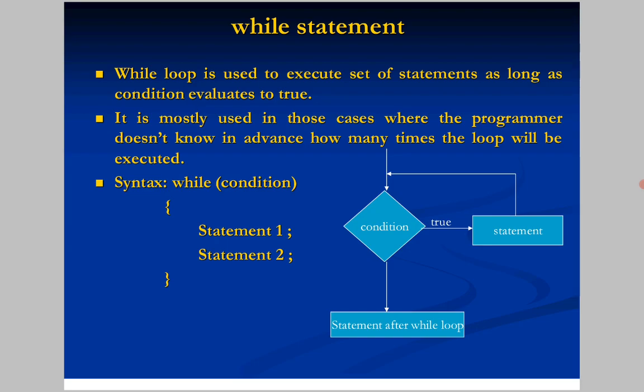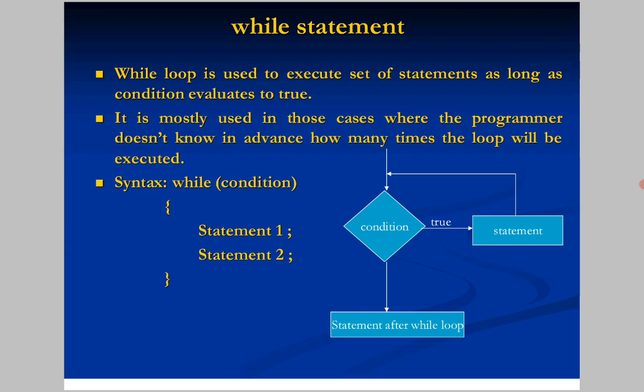First of all, the given condition is to be tested. If the given condition is true, then the statements, statement 1, statement 2, statement 3, are executed. Else, if the given condition is false, then immediately the control goes out of the loop. If at the beginning only the given condition is false, then the loop will not be executed.